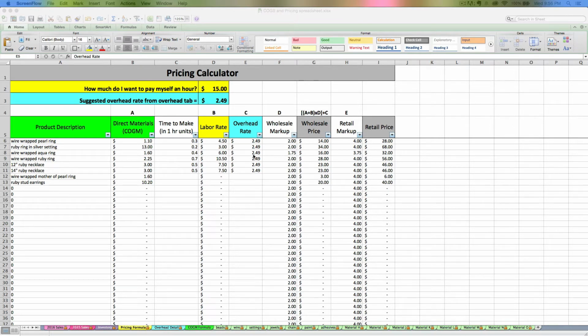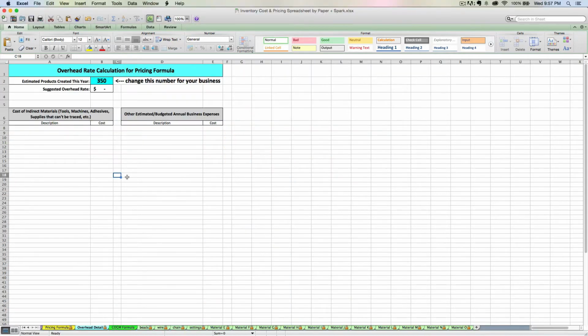Okay, next you have the blue column C here, your overhead rate. Now, this data is going to come from your overhead detail tab, and now is a great time for us to talk about this overhead detail tab. So I'm going to switch to my overhead detail tab. This is back on my spreadsheet that doesn't have anything input into it already. Before I talk about what this tab does, we need to discuss what overhead is.